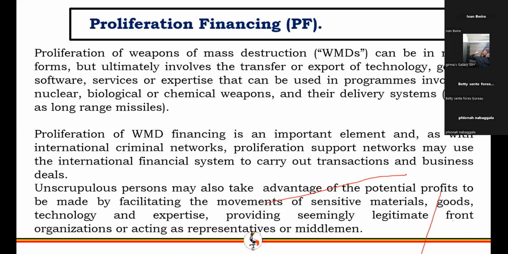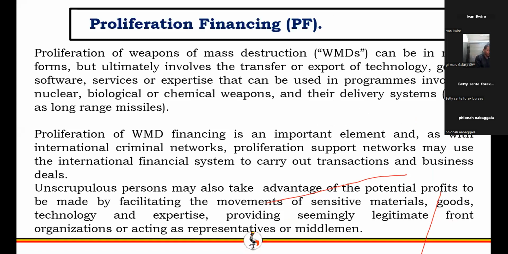FATF extended the scope or the coverage in terms of prevention of money laundering and terrorism financing to also cover proliferation financing. And with that, we also had to extend the scope as well. So as FIA, in the prevention of money laundering and combating of terrorism, we also combat proliferation financing because this directive came from the FATF.